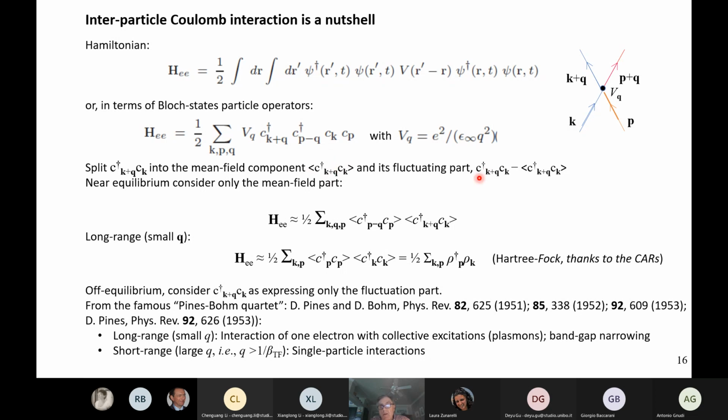So this will be the average. Whatever is left over will represent what we may call spatial and time fluctuations of the electron density around the average. So near equilibrium, we say, well, the fluctuations are small. Let's ignore the fluctuations. So let's replace the product C dagger K plus Q, C K, and C dagger P minus Q, C P, with their average, taken in this way.